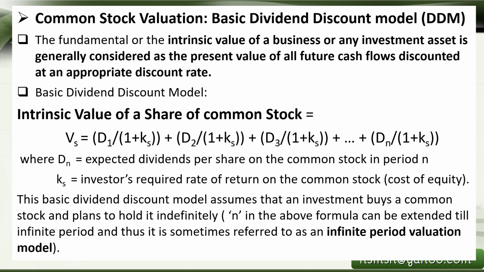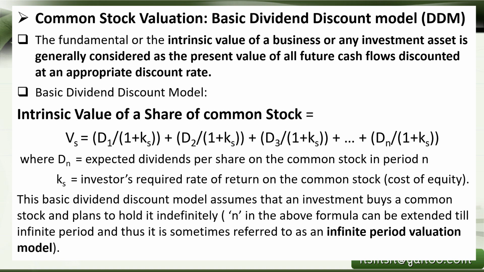So the value of the share equals the given formula, where D1, D2, D3 are the expected dividends per share on the common stock in each period until period N. And the r stands for the investor's required rate of return. What is the rate of return that the investor needs? So it is his required rate of return. Accordingly, he has to calculate the value of the share. By using this formula, he will get the intrinsic value of a share of common stock.